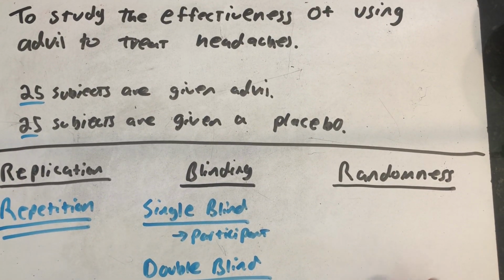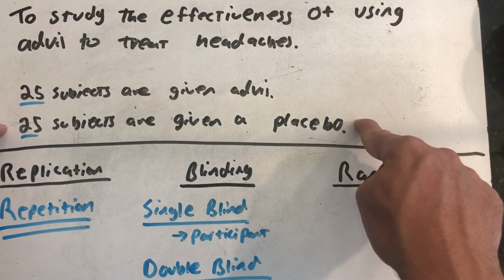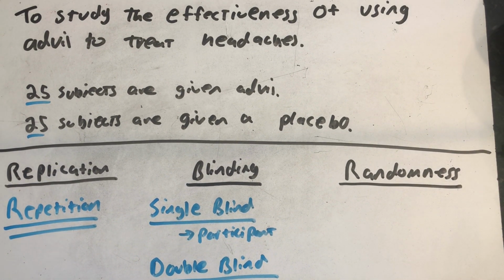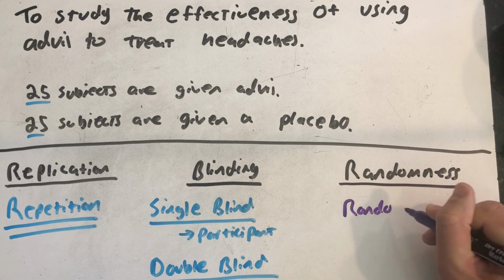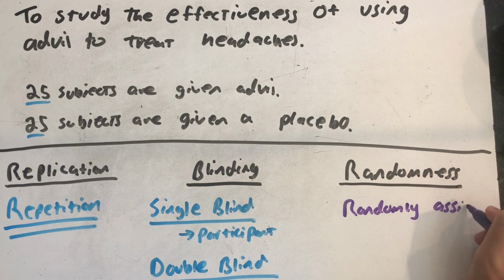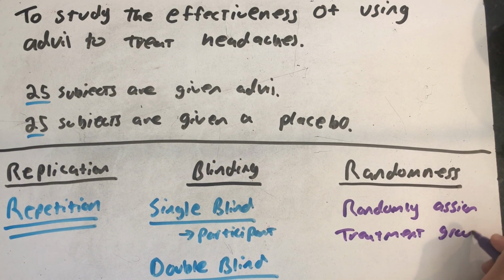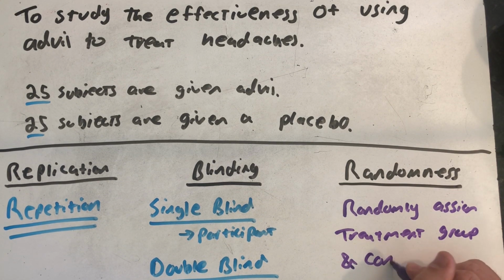And then the final component of a good study I want to talk about is randomness. When we're choosing people to be in our treatment group or our placebo group, we want to do that randomly so as to make both groups mirror the population as much as possible, to use chance to help us get good representation in both groups. We want to randomly assign people to both the treatment group and the control group.